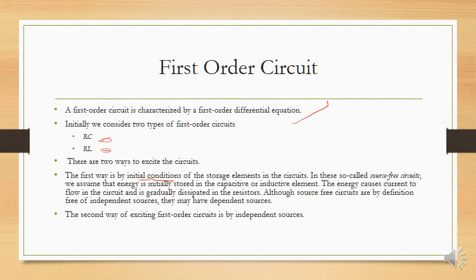Although source free circuits are by definition free of independent sources, they may have some dependent sources. The second way of exciting a first order circuit is by independent sources. Sometimes we also connect a switch, and for some time we allow the circuit to get charged with that independent source, and after that we remove that source or disconnect the switch.